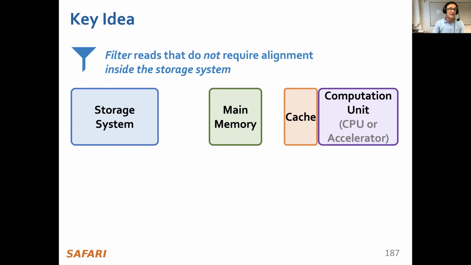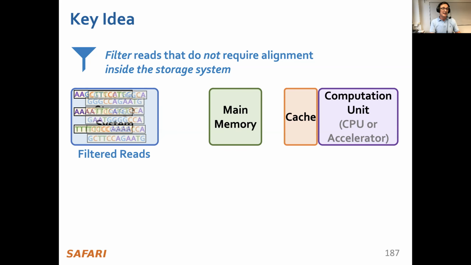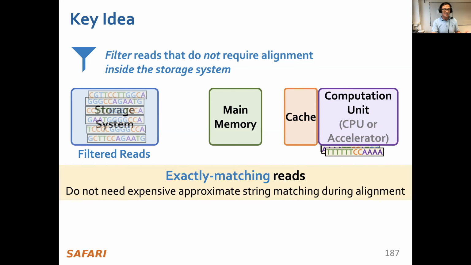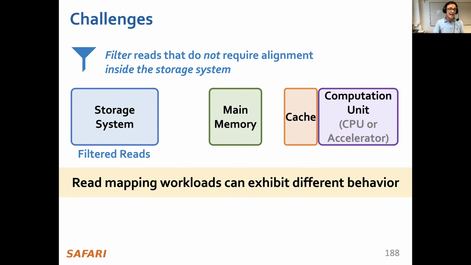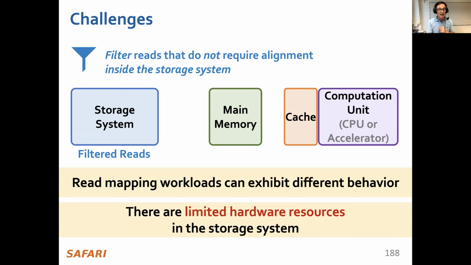So the idea we have in this work is to filter reads that do not require alignment inside the storage system, such that the storage system sends only a very small fraction of the reads to the computation or acceleration. And there are multiple different types of reads that we filter that we don't have time to go over right now. But there are some challenges to this because workloads exhibit different behaviors. How do you take that into account? And there are limited hardware resources in the storage system as well.